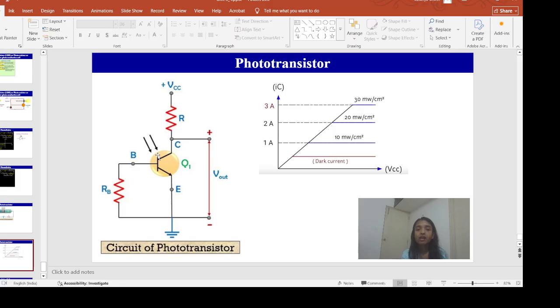Now, if we are plotting the IC versus VCC plot, we can see that as we increase the intensity of the light in the base region, the collector current is increasing.